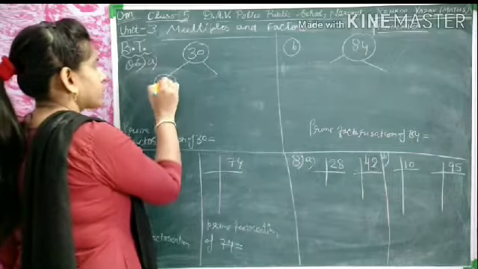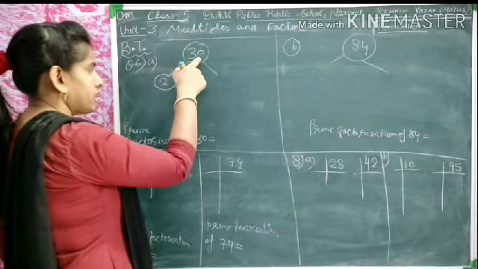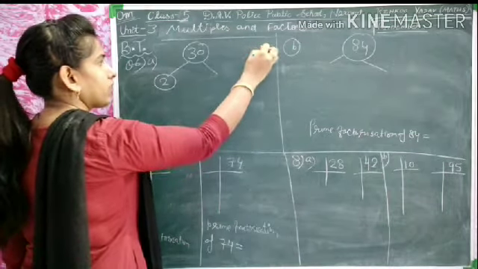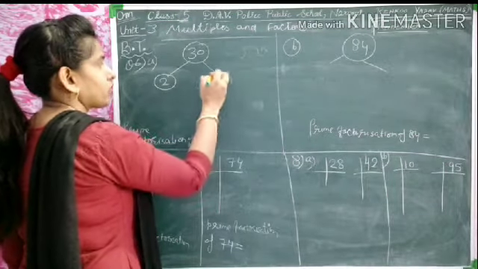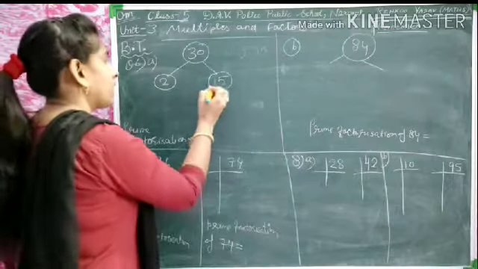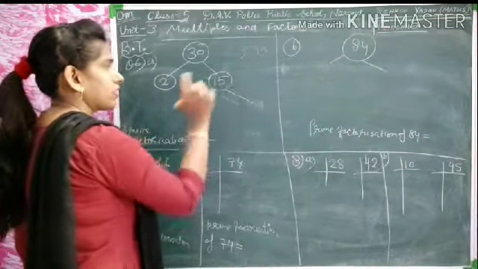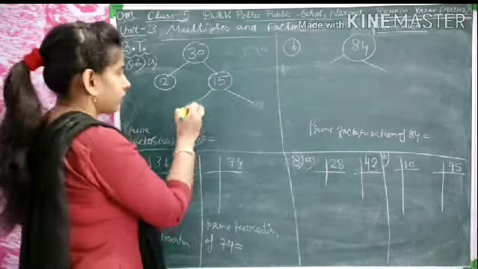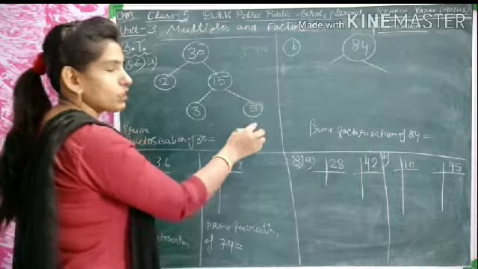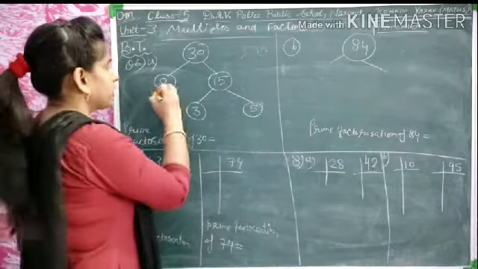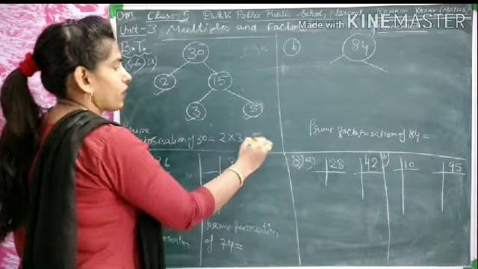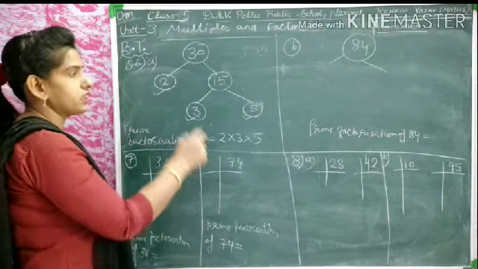First, it will be divided by 2. Yes, 2. After dividing 30 by 2, we will get the quotient as 15. So we will write it as 15. But this is not prime, so we'll again divide it. Is it divided by 2? No. It is divided by 3. Yes. 3, 5 is 15. It means this is the prime factor. So stop this process. 2, 3 and 5. 2 into 3 into 5. So the prime factorization of 30 is 2, 3, 5.